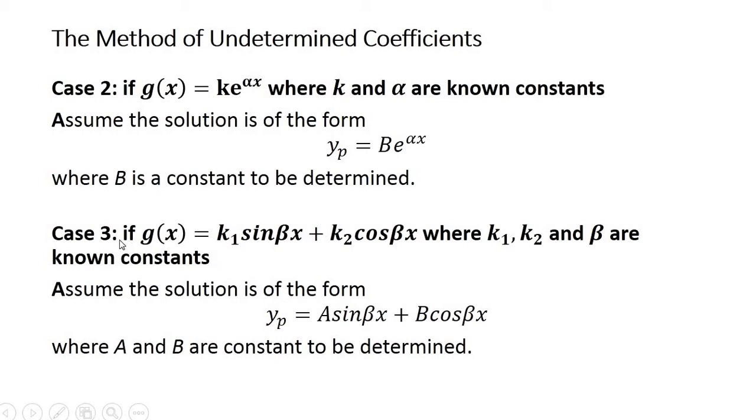And then the last case is if g of x is given in terms of trig functions: k1 sine beta x plus k2 cos beta x. Then the constants to be determined will be a and b. So for a particular solution of a trig form, we substitute by this solution.